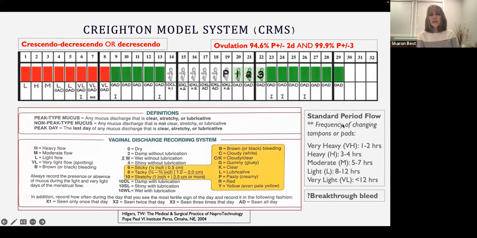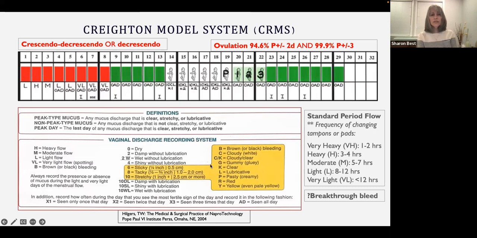So here we have a standard period flow. She will be taught that if she's going to document very heavy on her chart, she should be changing her pad or tampon every 1 to 2 hours, and it should be just about full. If she's going to document heavy, every 3 to 4 hours, moderate every 5 to 7. So we know that we have to look for a crescendo, decrescendo pattern in order to determine if this is a real period. So for instance, you can see we start at light, heavy, moderate, light, light. So we have a crescendo, decrescendo pattern here.